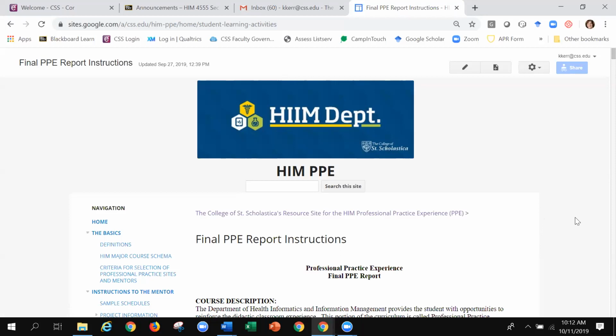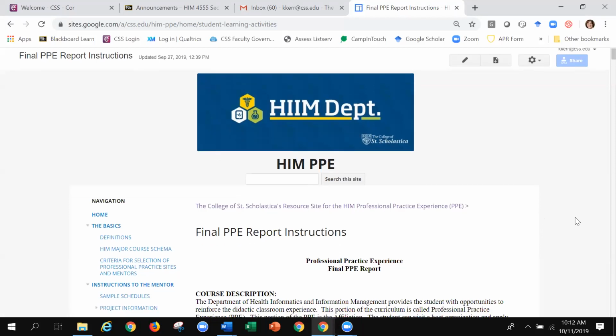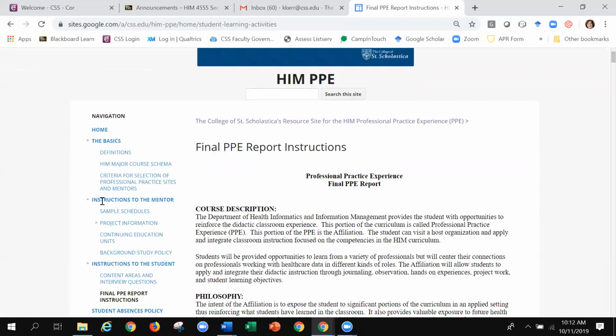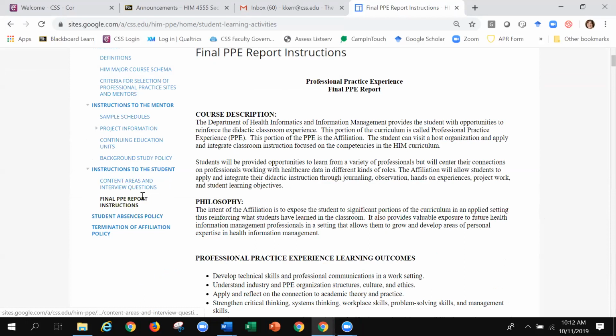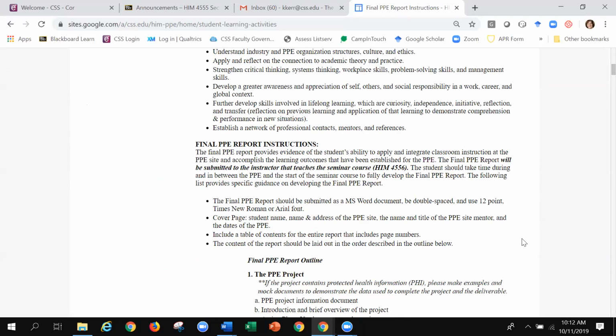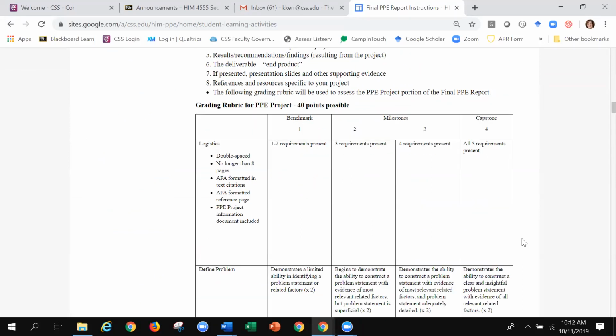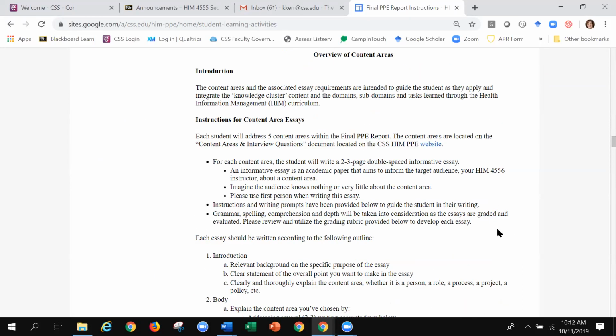I'm going to go over the content area section of the final PPE report in this recording. I'm going to start off with the following screen. I clicked on Final PPE Report Instructions, just so you know that's where I'm at here. I'm going to scroll down to the content areas. All right, so here's our overview of the content areas. You are going to be addressing 5 content areas within the final PPE report.